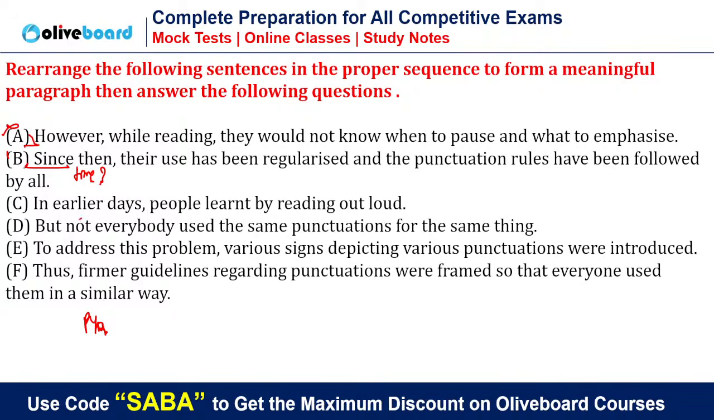And I told you that when past and present both times are given, we will start with past usually. But we cannot start with this. To address this problem, which problem? Thus. So there is no confusion in the opening sentence. Easily by using the elimination method, this problem cannot be first, thus cannot be first, since then cannot be first, however cannot be first. So everybody started with C only. Okay. So what is given in C? That in earlier days, people learnt by reading out aloud. Acha, here thus is given.